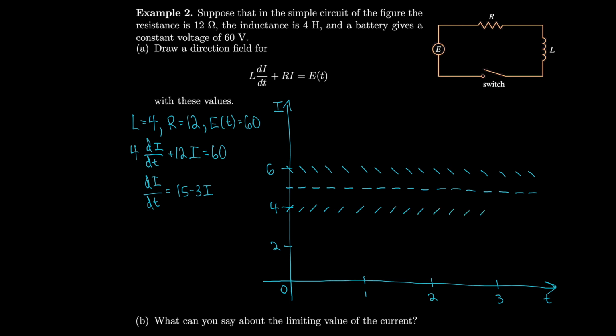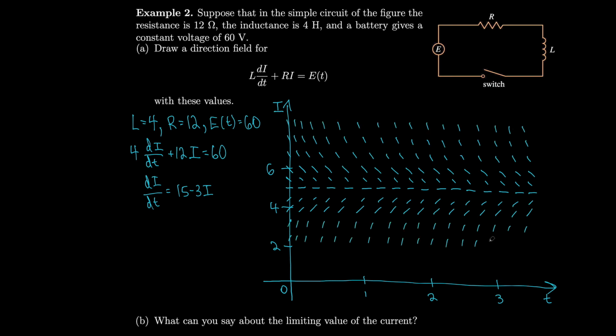And then I can fill in the rest of the slope field similarly by looking at different i values, because it doesn't matter what the t value is, all of the slopes along that same i value are going to be parallel. So you should end up roughly with a slope field that looks like that.